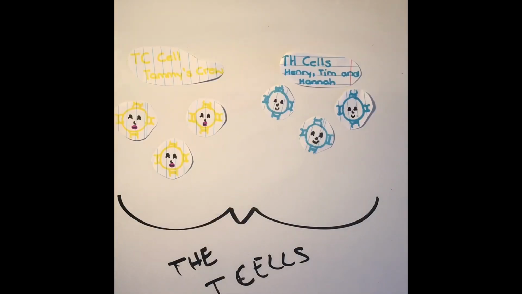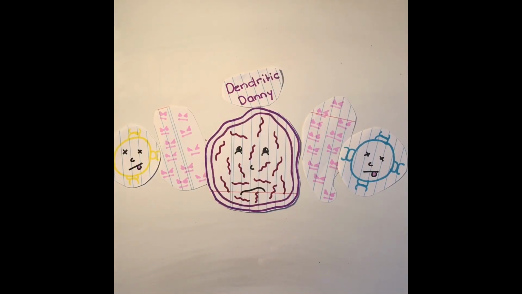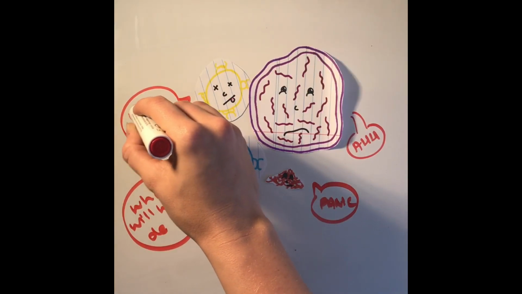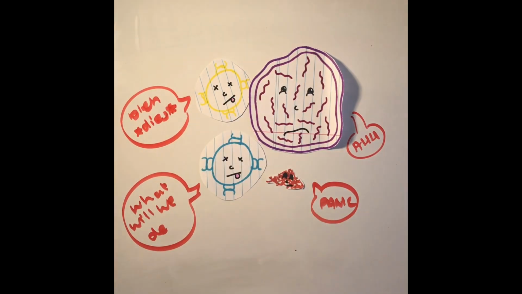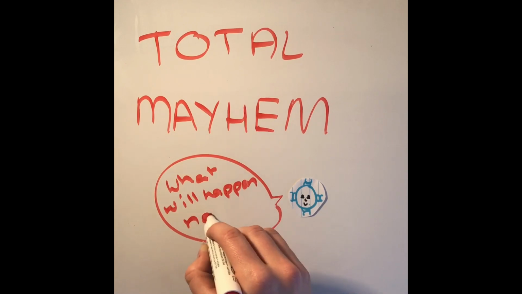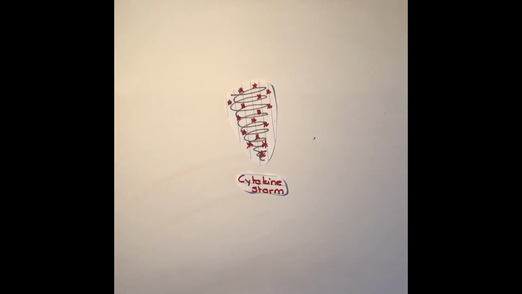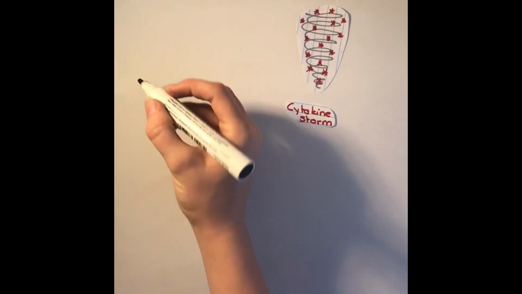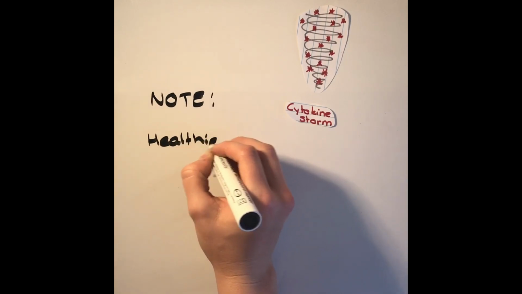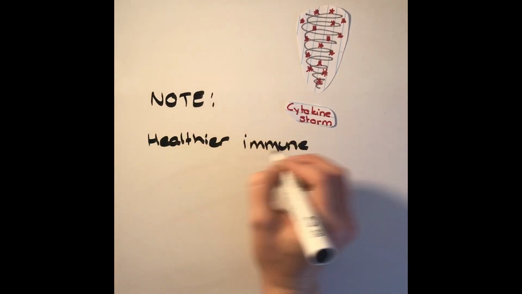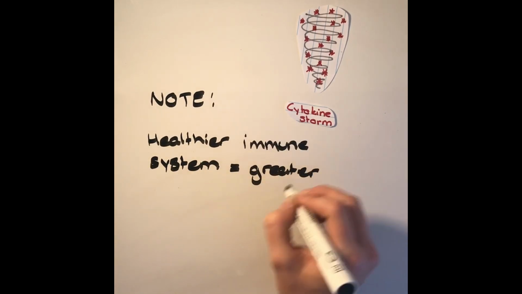This is the introduction of the TC cells and TH cells. The wrong proteins are then delivered, which causes the TC and TH cells to die prematurely. Due to the immune system experiencing total mayhem, the body orders a cytokine storm as a last resort in order to get rid of the Ebola virus. However, it's important to note that the healthier or the stronger that your immune system is, the greater damage it does to the body and itself.